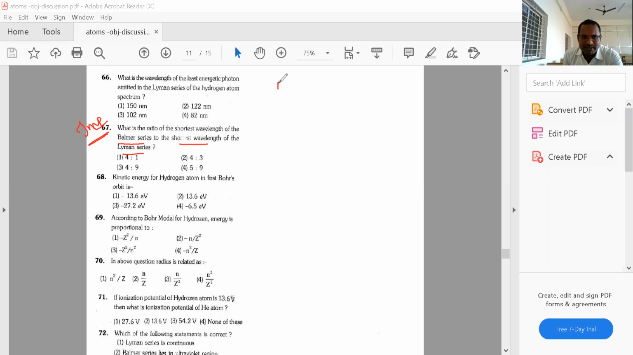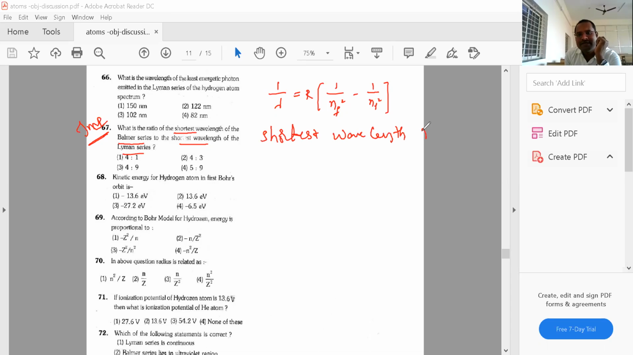We know, as we just calculated, that 1 by lambda is equal to Rydberg constant into 1 by n final square minus 1 by n initial square. For the shortest wavelength, n initial should be infinity. Then only the wavelength will be very small, because lambda should be less, which means this value should be more.